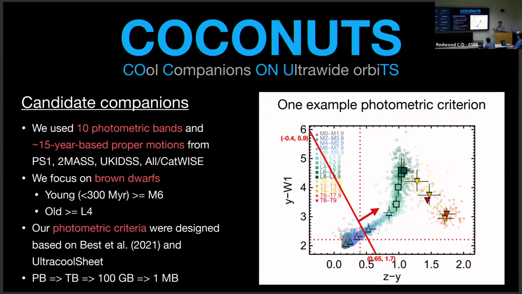To further shrink the list of candidates, I designed several photometric criteria. One example is here, where we look at the color diagram of Y minus W1 and Z minus Y, using Pan-STARRS photometry. All of the brown dwarfs form a sequence like this, from M6 to L0, L5, and T dwarfs, and we try to find the candidates that follow this sequence. Imagine we do these color cuts using something like 30 different diagrams. That basically shrinks our candidate list from petabytes to terabytes and down to a short list of 1 megabyte, about 300 candidates. The whole process sounds pretty straightforward, but it's really tedious and complicated.